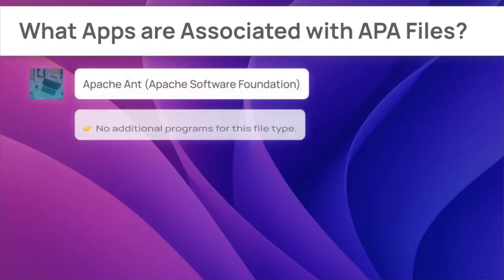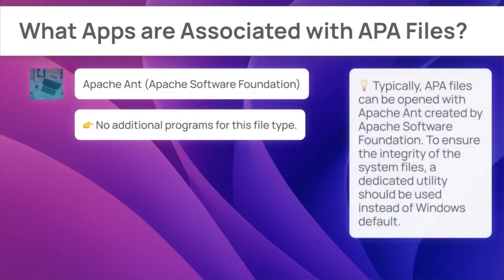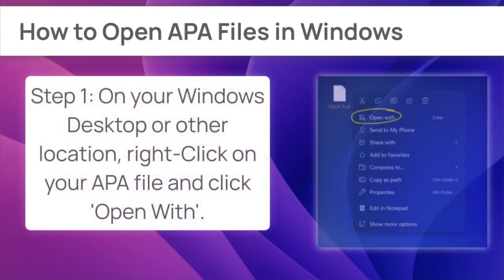Apache Ant from Apache Software Foundation offers a certified solution for the APA file type. To ensure the integrity of the system files, a dedicated utility should be used instead of the Windows default. Windows shows the text content, yet running them requires proper tools and caution. We'll conduct a full scan of potential openers now.